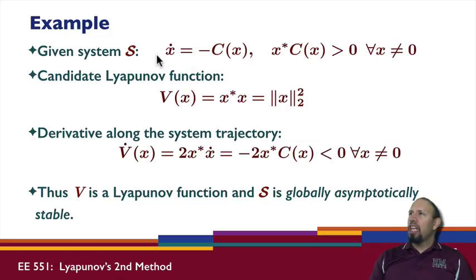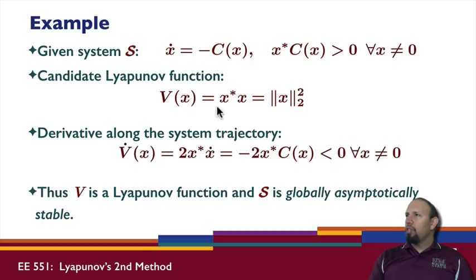All right, how about this nonlinear function? x dot is equal to minus c of x, where c is just some function of x that satisfies this property: x adjoint, x transpose, times c is positive for all x non-zero. Okay, so that's what this is saying. And we're going to choose as our candidate Lyapunov function just the 2 norm squared. Do you take the derivative along the system trajectory?